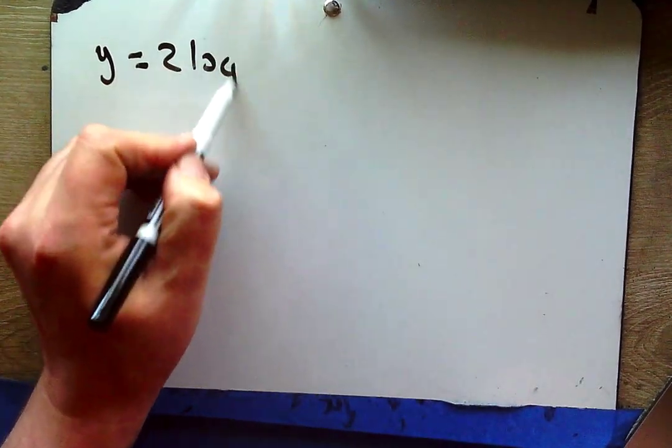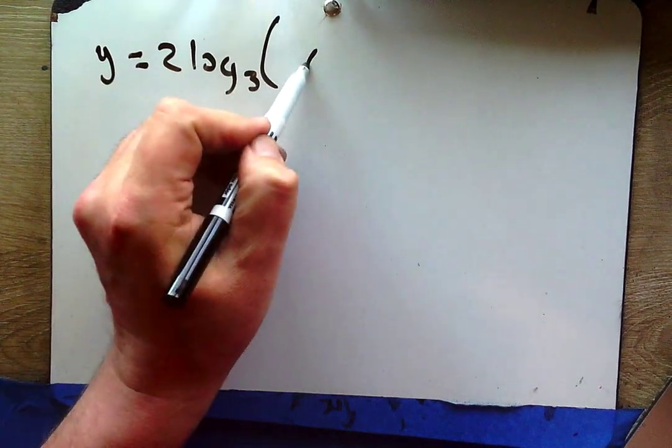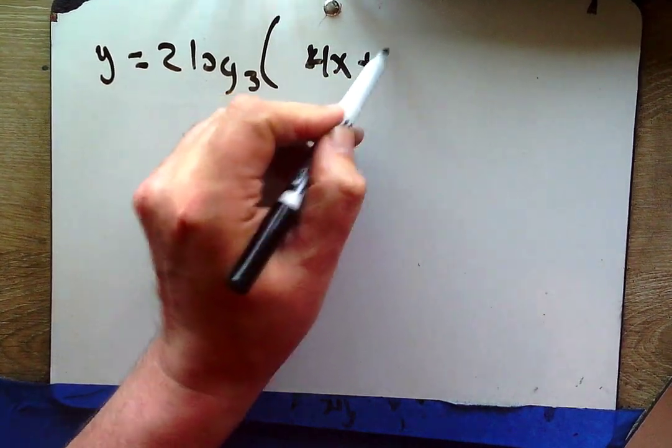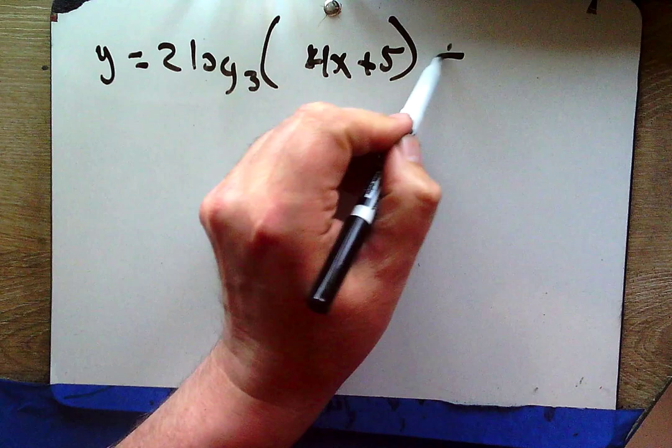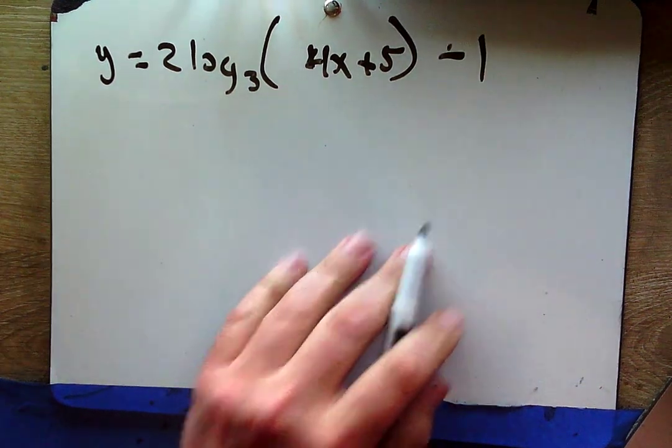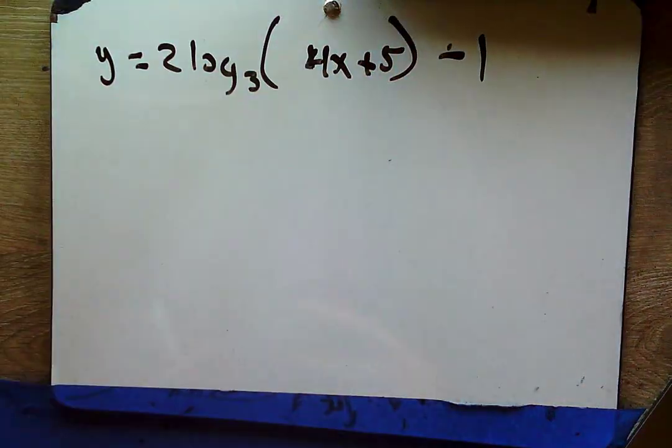All right, so what can you do with this one? Y equals 2 log base 3 of 4x plus 5 minus 1. All right, so that's as bad as it gets on our CFA. Will you please use your transformations to graph this?